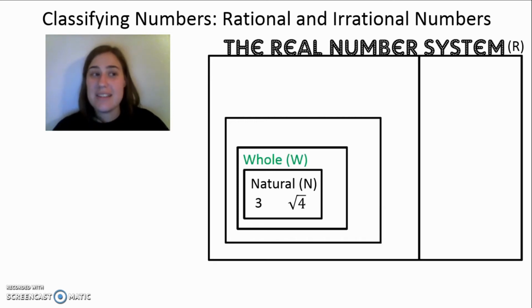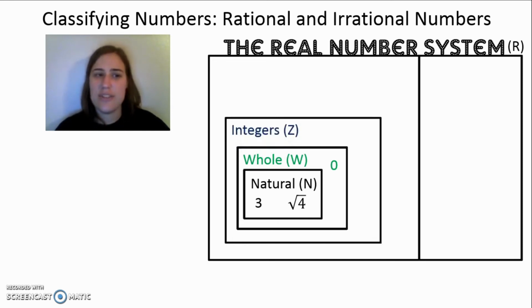Our next set is the whole numbers, denoted with a W. The whole number set includes the natural numbers plus the number 0. Even the picture shows that the natural numbers rectangle is inside the whole numbers rectangle, and 0 is in the whole numbers, but not the natural numbers.